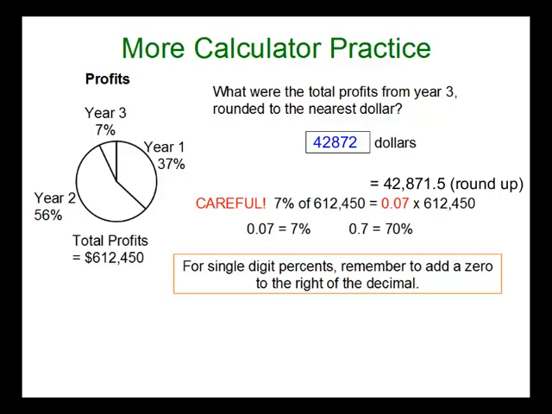So when you do the math in the calculator, you get 42,871.5. They ask for the answer in terms of the nearest dollar. So the rule about rounding is that if you're rounding to the nearest dollar, you look at the 10th place, the first one after the decimal place. And if it's 5, 6, 7, 8, or 9, you round up. If it's 0, 1, 2, 3, or 4, you round down. So this is a 5, we're going to round up. And the correct answer is 42,872.